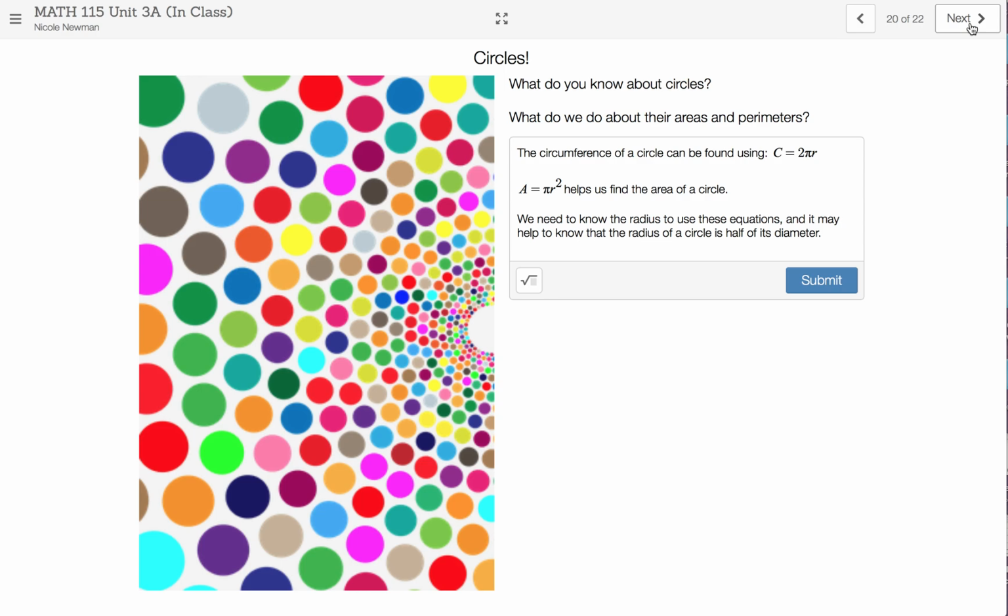Switching things up to circles, I give you the formula for the circumference of a circle and also for the area. So I put that in the notes here. We do need to know about the radius to use these equations, so it will probably help to know that the radius of a circle goes from the center out to one edge, and it's half of the diameter of the circle.